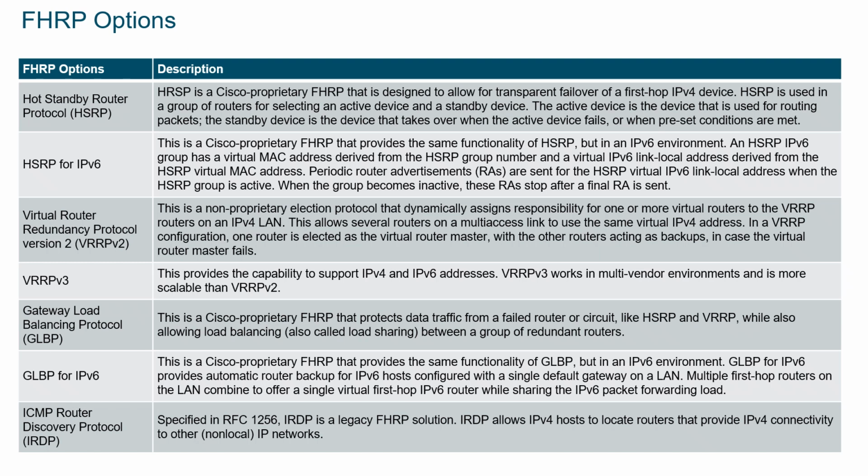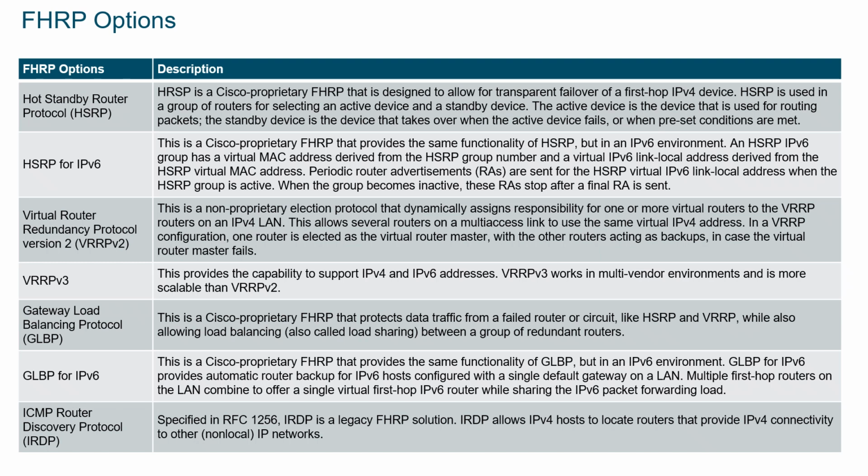You have HSRP for IPv6, where, again, Cisco proprietary, but in an IPv6 environment, the group has a virtual MAC address derived from the HSRP group number and a virtual link local address derived from the HSRP virtual MAC address. And there are periodic router advertisements that are sent out with that information.